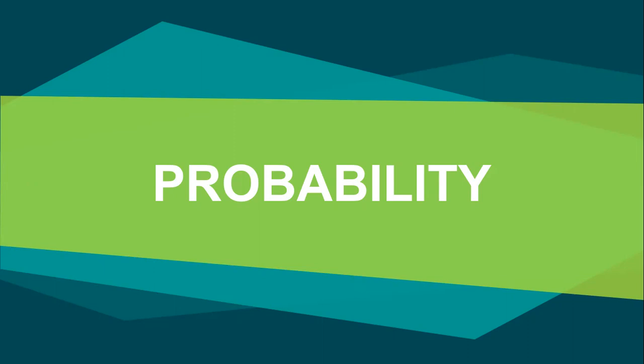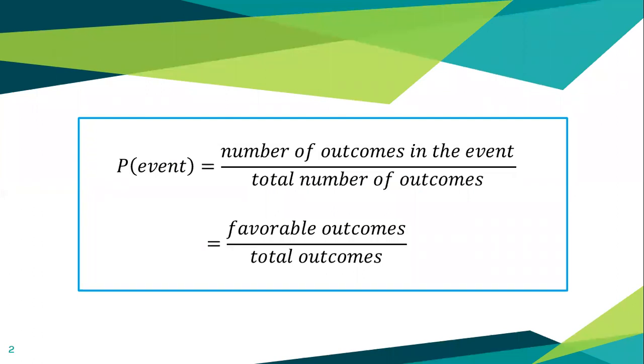So hindi natin alam kung ano ba yung lalabas na outcome. Okay? That's why we call it probability. So how do we solve probability? We have this formula, which is the probability of event. Event is anything that you are asked to find out, is equal to the number of outcomes in the event over the total number of outcomes, or we can say that probability of event is equal to the favorable outcome over the total outcome. So this topic ay mas maiintindihan natin if we have some example.